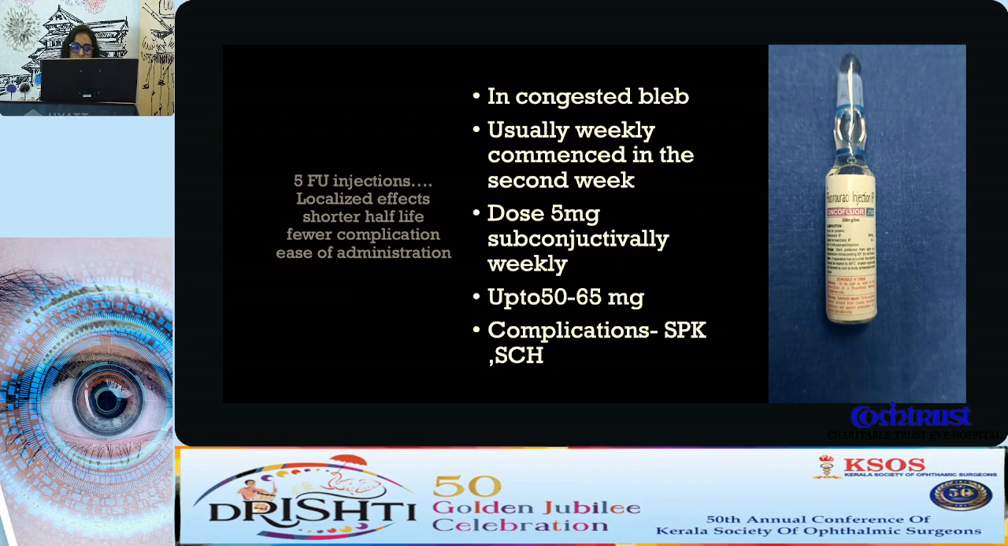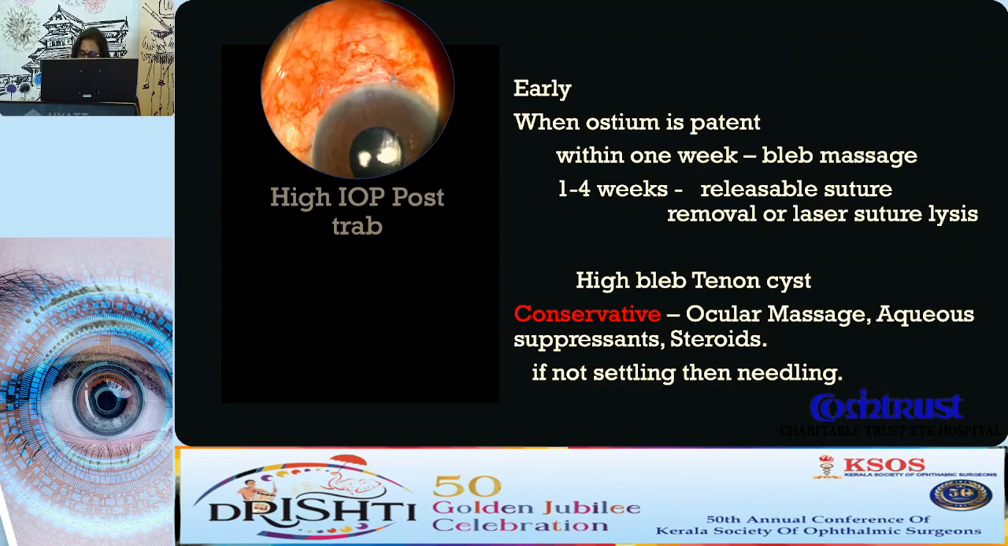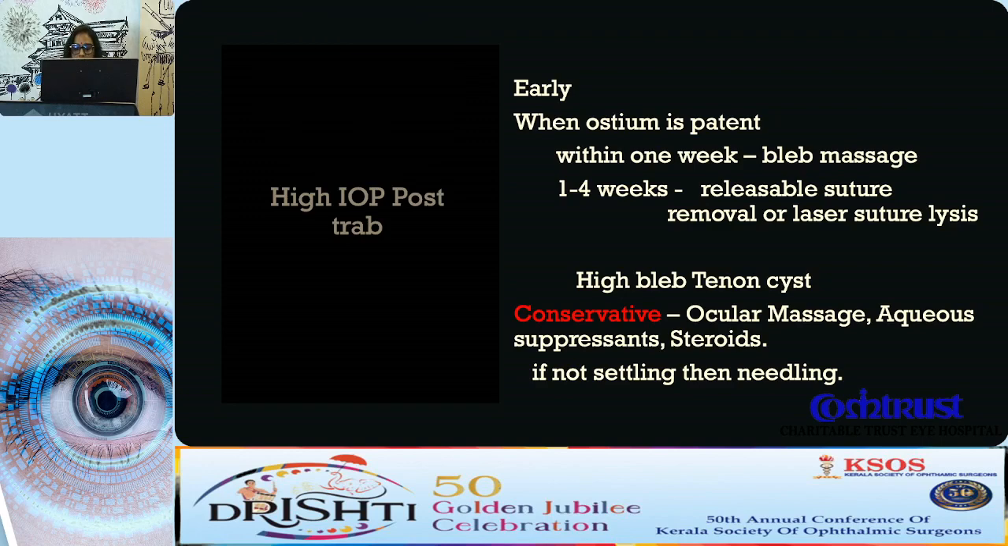The 5FU injections have a more localized effect, a shorter half-life and fewer complications. It can be used in a congested bleb. You can start it in the second week with a dose of 5 milligrams subconjunctivally, weekly. So if you have a high IOP post-trab in the early period when the ostium is patent, within a week you do a bleb massage.